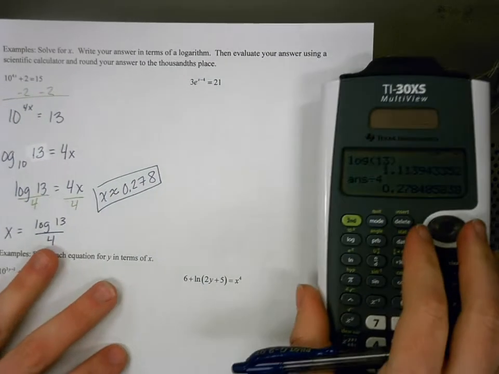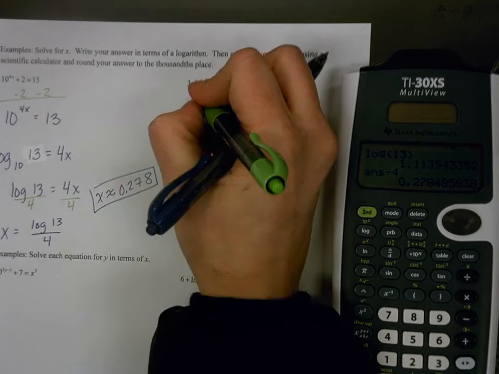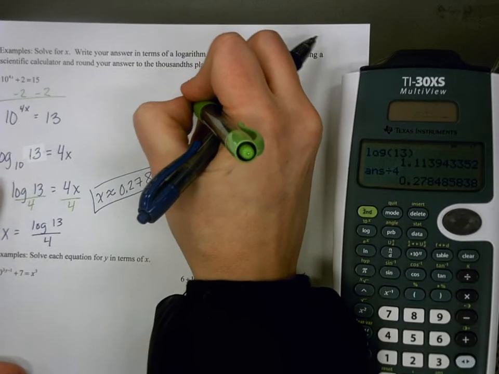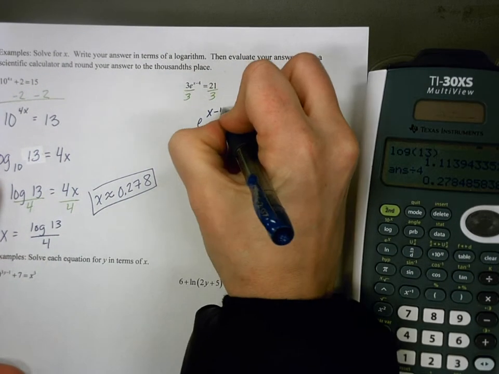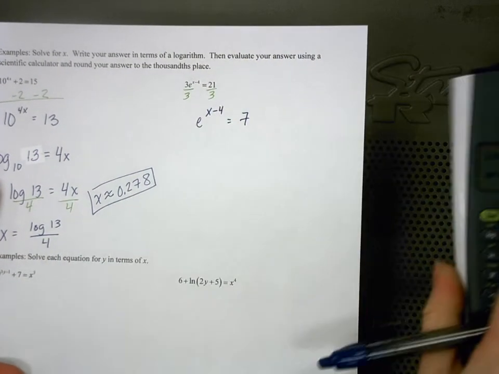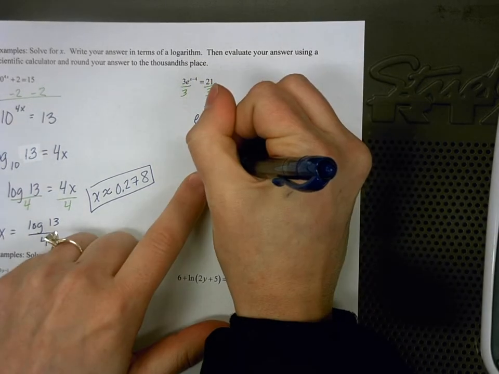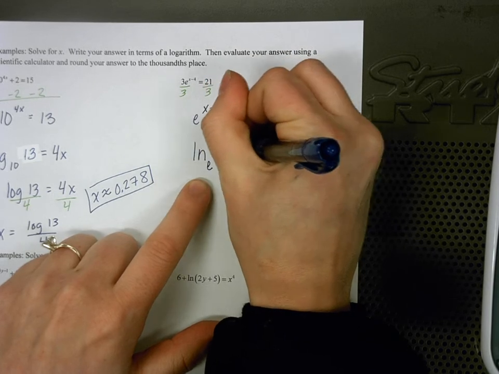All right, last problem. We're going to get rid of that extra 3 that's out in front because the base is e and the exponent is x minus 4, which means we can divide each side by 3. So e to the x minus 4 equals 7. Now we can change into logarithm form. Remember, natural log is base e of 7 equals x minus 4.